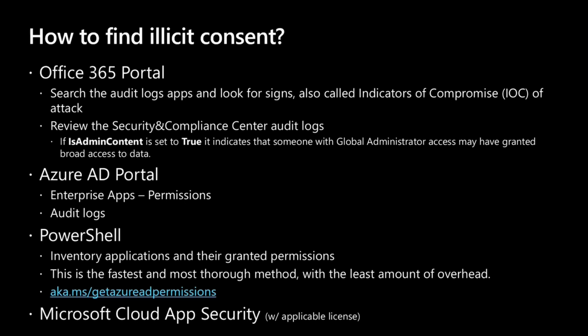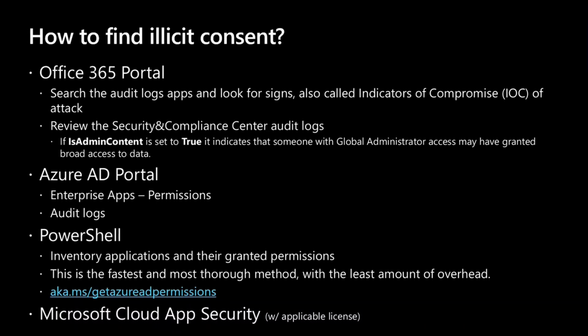The other place to see it, and I saw some people mention this in the chat, is in the Azure AD portal. In the enterprise apps section, you can look through permissions. You can also see this in your audit logs, and make sure you're sending your audit logs off to some sort of SIEM. This only works if you have a handful of apps. For most of the customers that we work with, they have a lot of apps, so you need some way to actually script this.